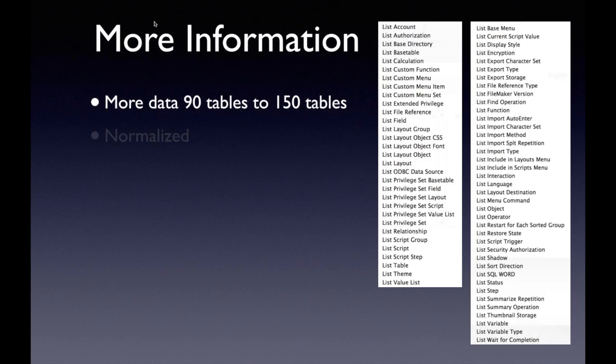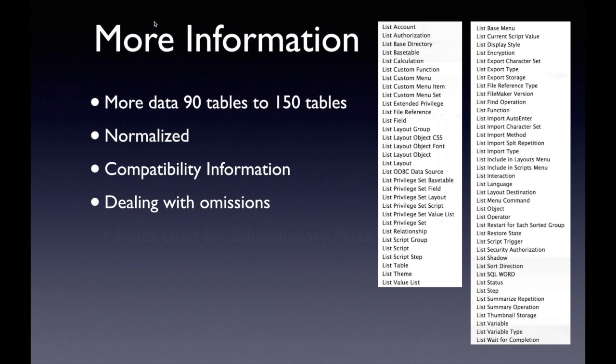We went from 90 tables to 150 tables, so a lot of stuff is normalized. Compatibility information for all the versions of FileMaker, and when all the new features were introduced, is listed in script steps, in layout objects, and so on. That could be handy. Yeah, that's actually a big deal. You could just go to the versions and say, this solution is not using anything older than 12, or this one has started using version 13 features.